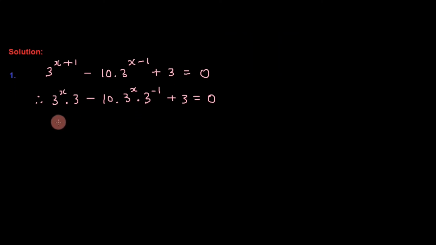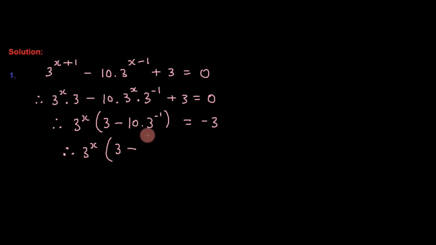Now we can take out a common factor on the left-hand side of 3 to the x. We're left with 3 here, then minus 10 times 3 to the negative 1. I'm also going to take the 3 here to the right-hand side. We simplify inside the brackets. Now 10 times 3 to the negative 1, I'm going to write as 10 over 3. In other words, we're taking the 3 to the negative 1 into the denominator and the power becomes positive.